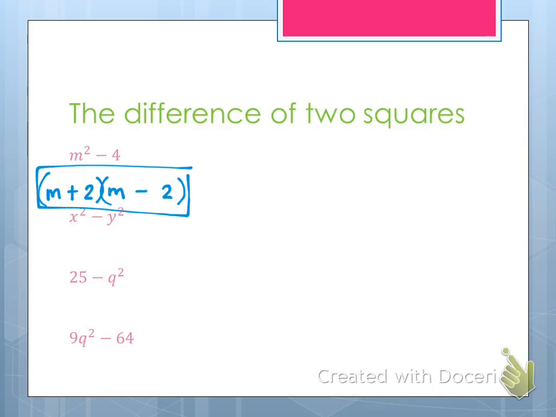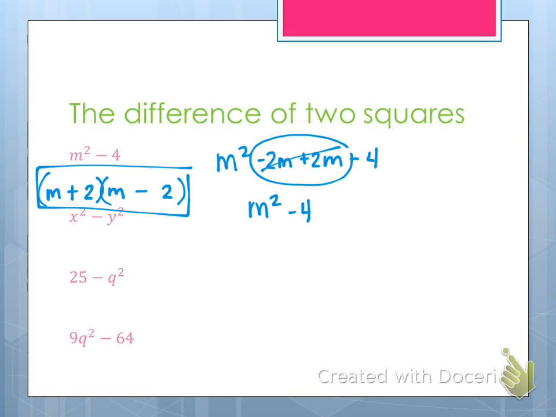Now let me show you, if we were to FOIL this to check it, how it's going to end up to be m squared minus 4. What you do is first, which is m times m, which is m squared. Outer, m times negative 2, which is negative 2m. Inner, 2m. And last, negative 4. Look what happens here. What's negative 2 plus 2? 0. So they cancel out, and I'm left with m squared minus 4. The whole point of these being plus and minus is so that middle term will cancel out.